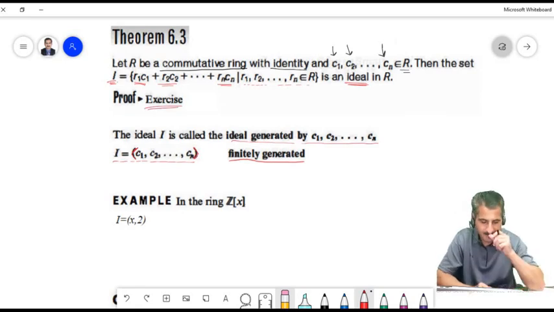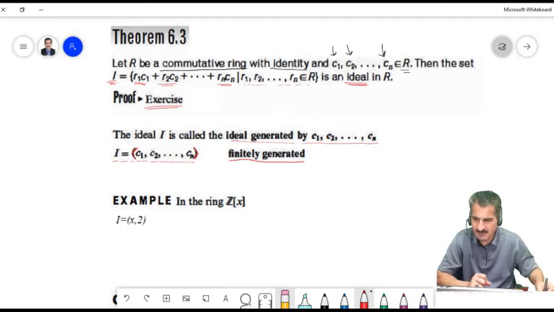Just use the two axioms. a minus b belongs to I for every a and b in I. If a is in I, in this ideal, then a has the form r1c1 plus r2c2 all the way, and b has the form, say, s1c1 plus s2c2 all the way, and then subtract them, and simply the form of the subtraction will be an element of that kind, summation of multiples of the c's. And go ahead and also prove the absorption property from the left and from the right. So this is left as an exercise for you.